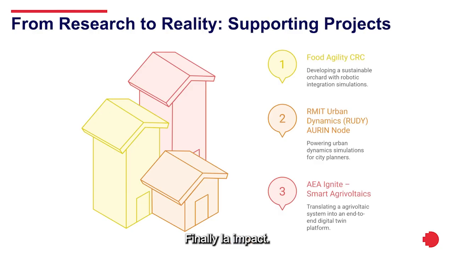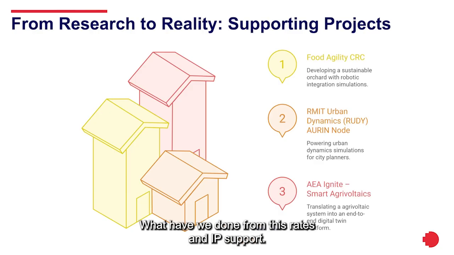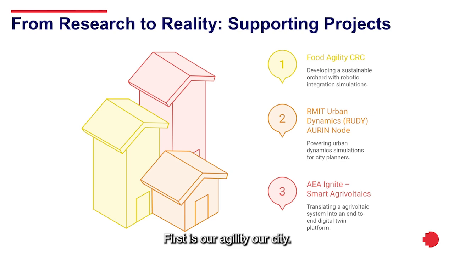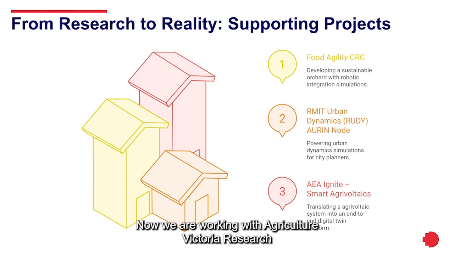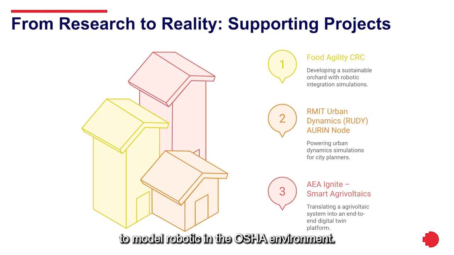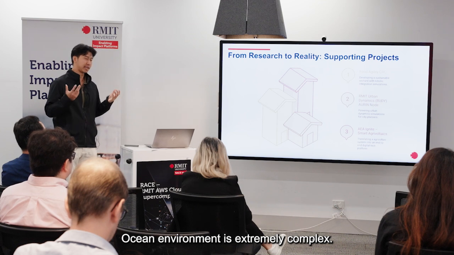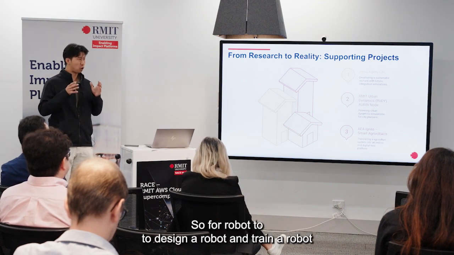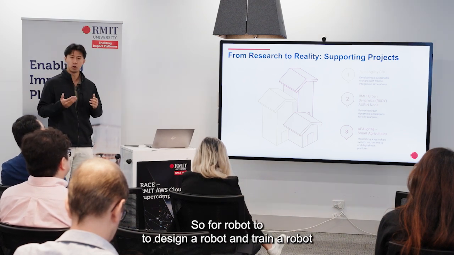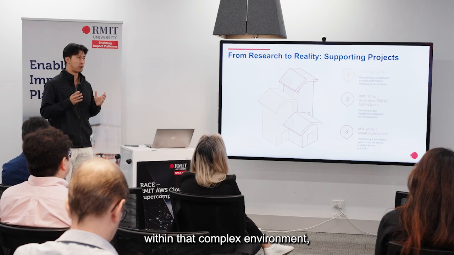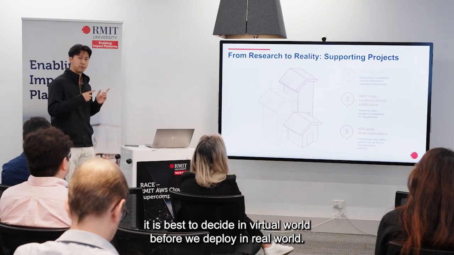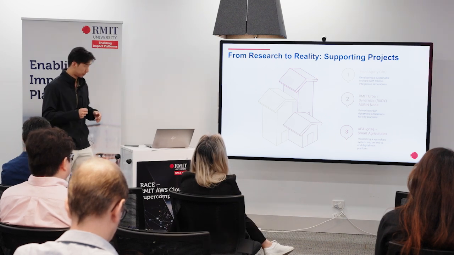Finally, the impact. What have we done from this RACE and EIP support? First is our Food Agility CRC. Now we are working with Agriculture Victoria Research to model robotics in the ocean environment. The ocean environment is extremely complex, so to design and train a robot within that complex environment, it is best to design in the virtual world before we deploy in the real world.